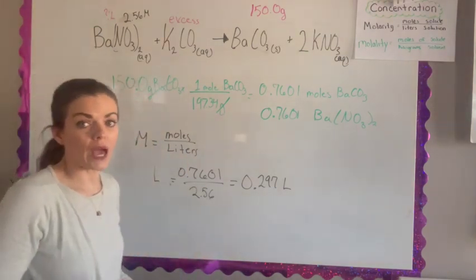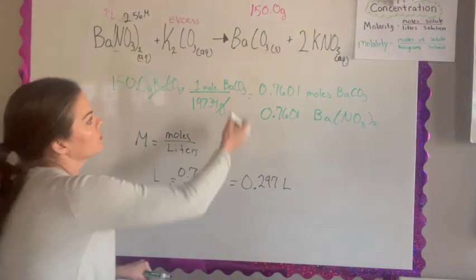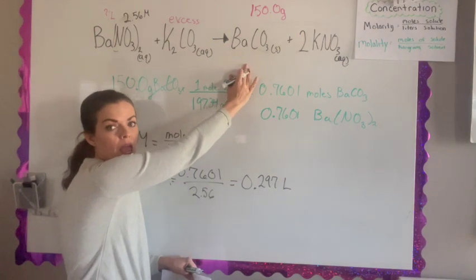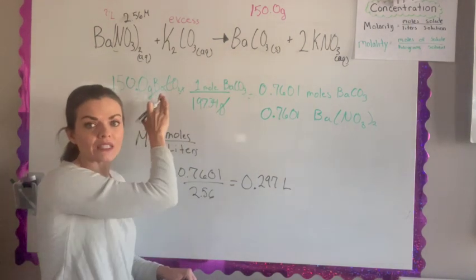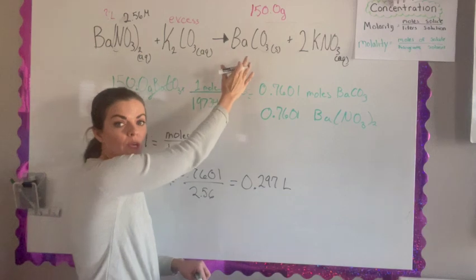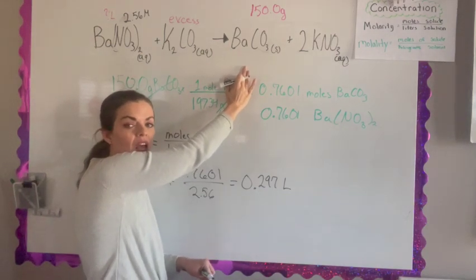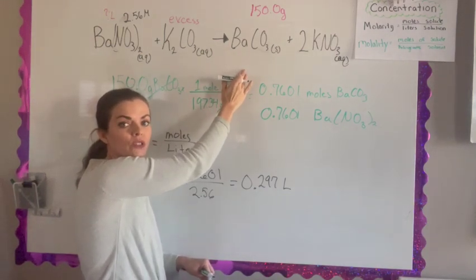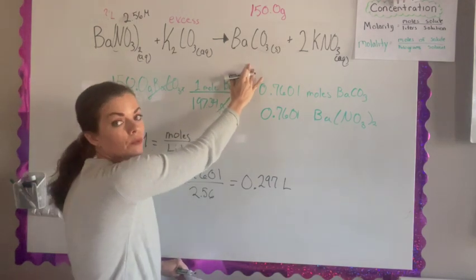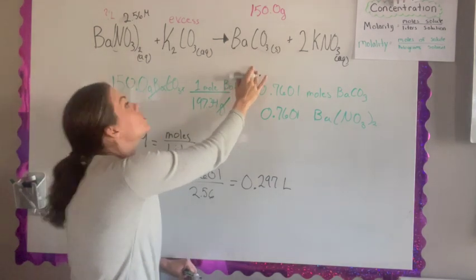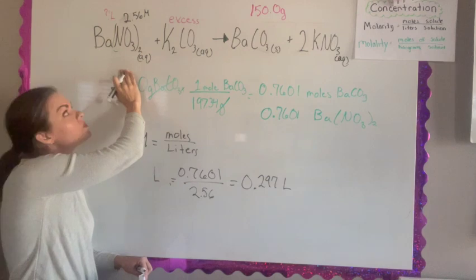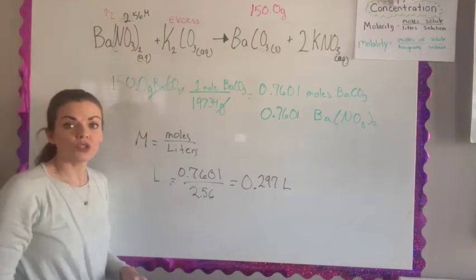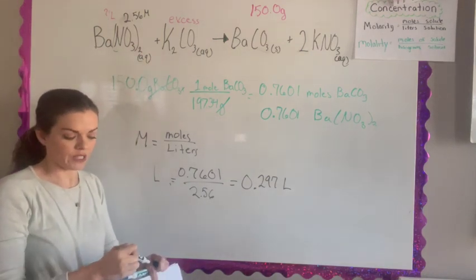So just a recap of what we did: we knew the products and we were trying to go to the reactants. And so I had to go from grams to moles. Then I used my balanced chemical equation to go from moles of the products to moles of the reactant. And then from these moles, I was able to use the molarity and calculate the amount of liters.